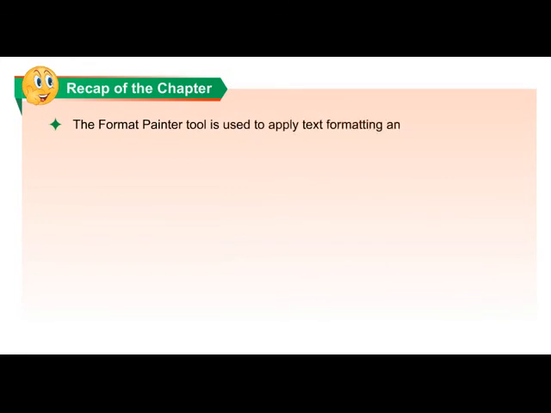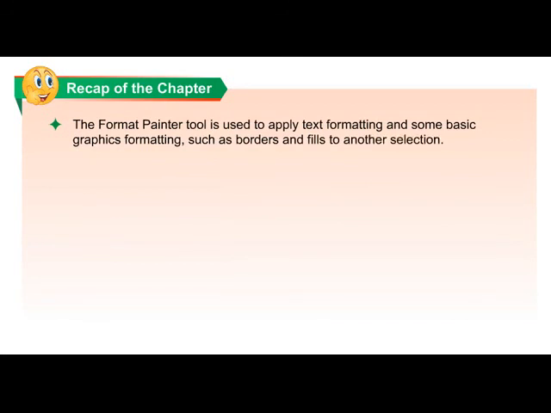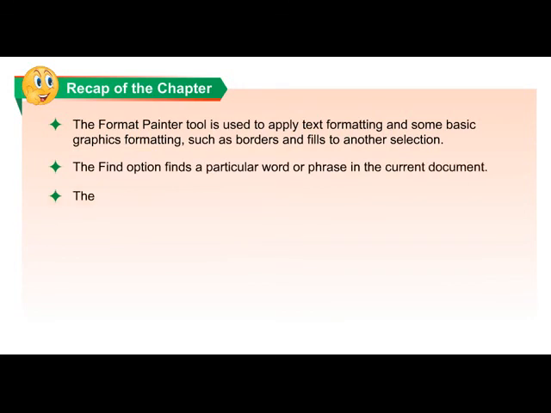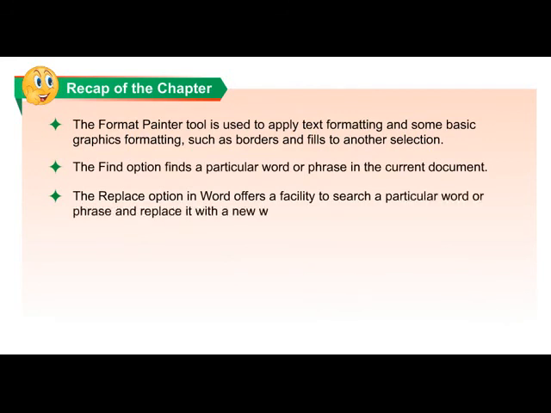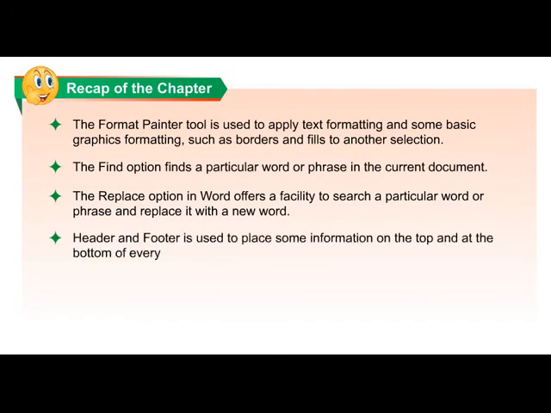Let us quickly glance through the key points discussed in this chapter. The Format Painter tool is used to apply text formatting and some basic graphics formatting such as borders and fills to another selection. The Find option finds a particular word or phrase in the current document. The Replace option in Word offers a facility to search a particular word or phrase and replace it with a new word. Header and footer is used to place some information on the top and at the bottom of every page respectively.